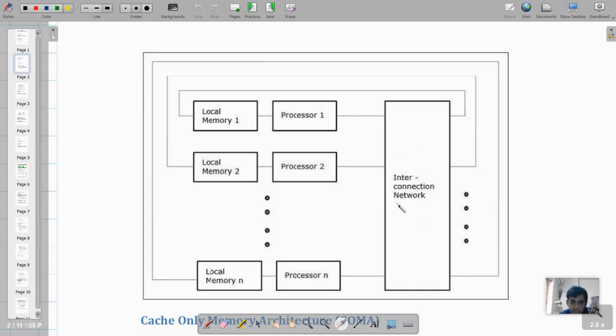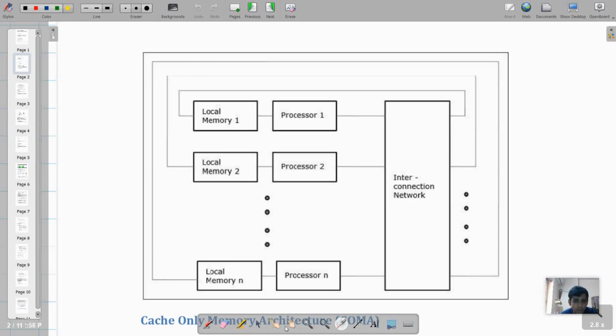You can see again in this case, like the UMA model, all the processors and memory units are connected to one another via this interconnection network. So this was the basic idea behind the NUMA model.